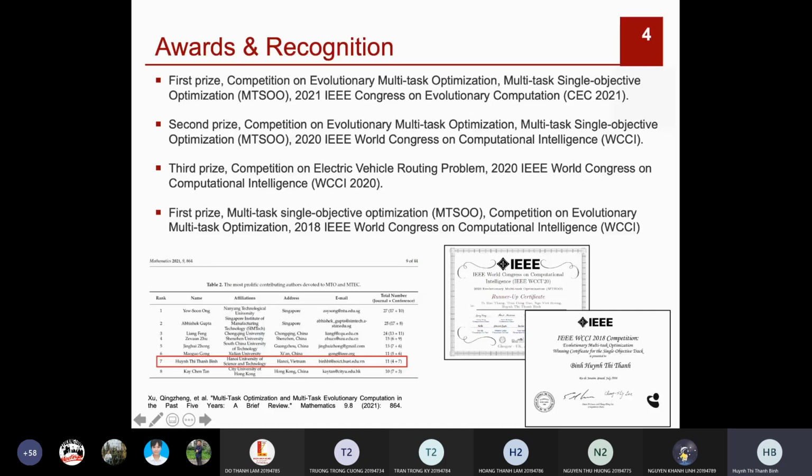Đầu năm nay trên tạp chí Mathematics họ đã có một bài review về những tác giả, tức là những nhà khoa học trên thế giới có đóng góp hoặc có ảnh hưởng trong lĩnh vực multitask optimization. Họ có show ra danh sách 8 người, cũng có đóng góp rất nhiều về các kết quả nghiên cứu trong lĩnh vực multitask optimization.